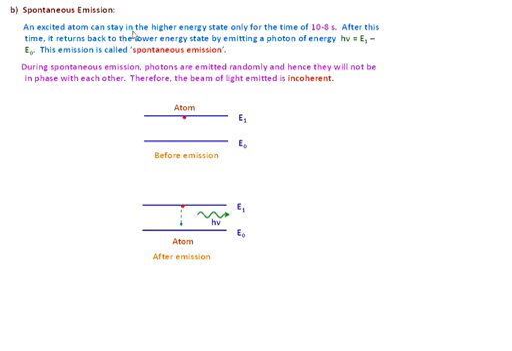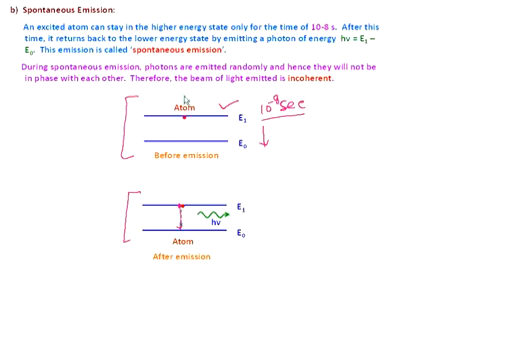Spontaneous emission is the process in which the atom is in the excited state, and after 10 raised to the power minus 8 seconds, that is the lifetime of the excited state in general, this atom jumps into the ground state. Before emission this is the situation, and after emission of the photon, the atom which was in the excited state jumps into the ground state and emits a photon in a random direction. This is the difference between spontaneous emission and stimulated emission.